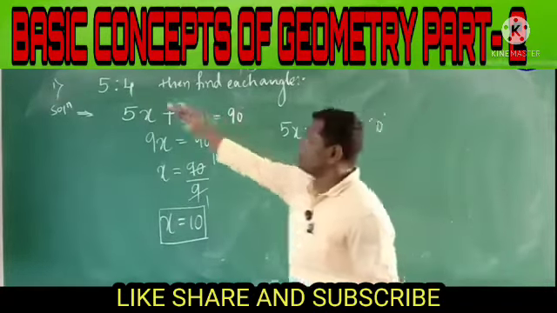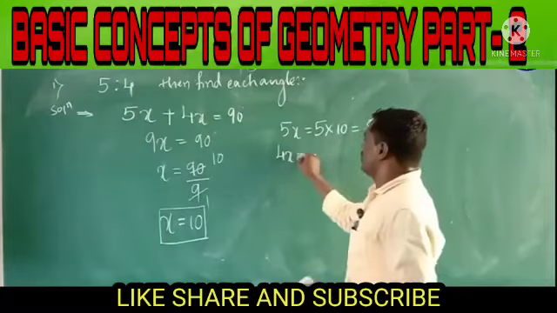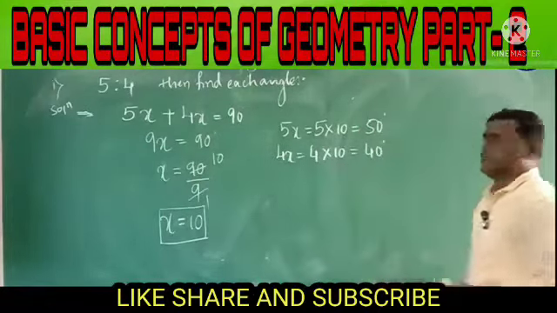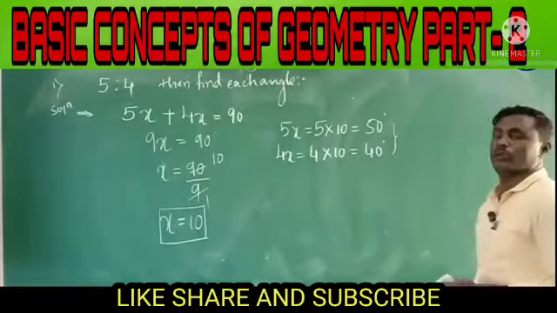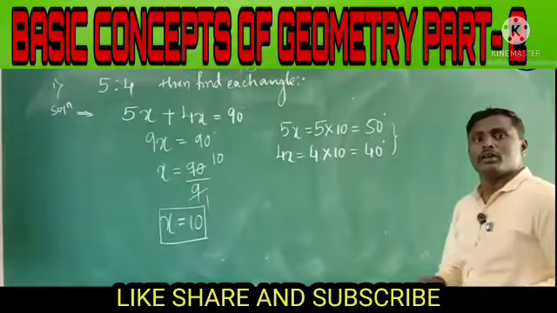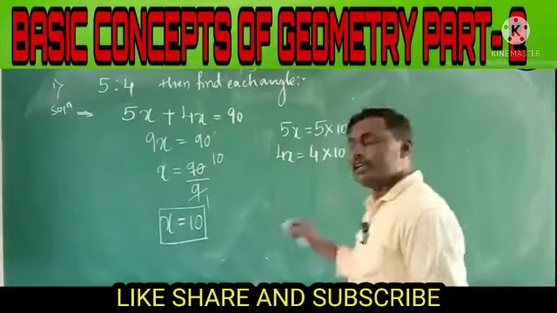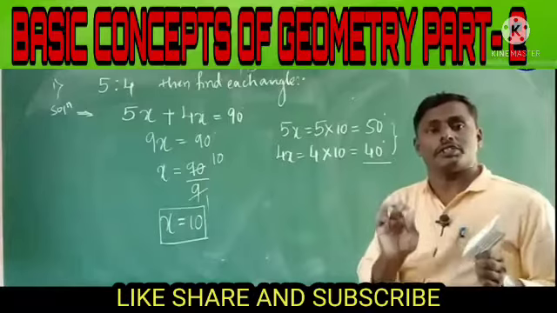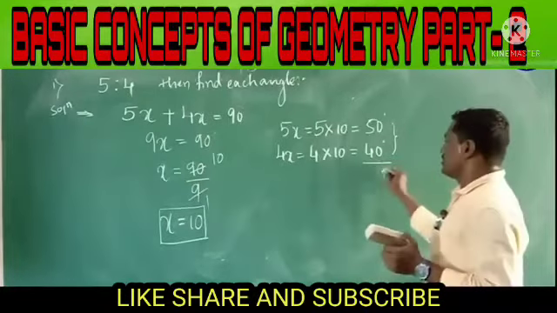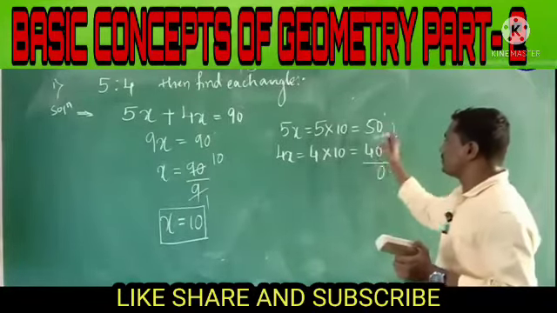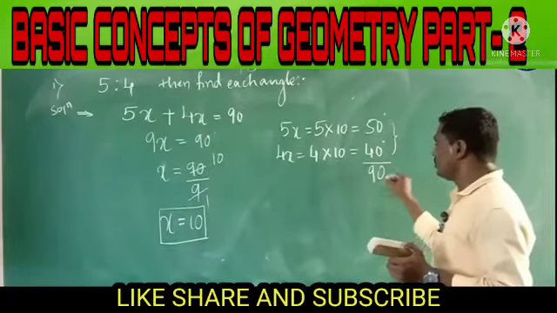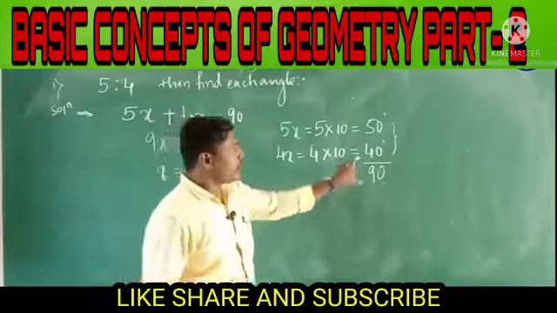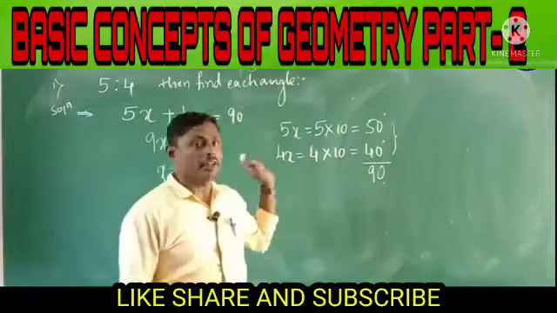What is the other ratio? 4x. 4 into 10 is equal to 40 degrees. So these two are the complementary angles. For verification, by adding these two angles, we will check whether the sum of the two angles is equal to 90 degrees or not. 50 plus 40 is 90. So our calculation is correct. Like that we are verifying the complementary angles.